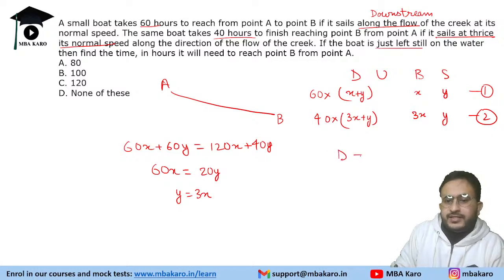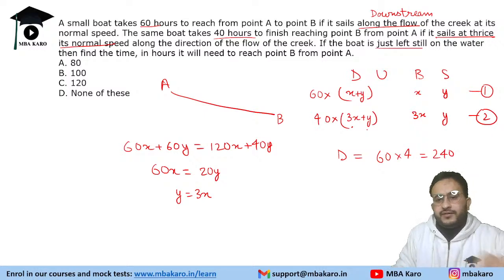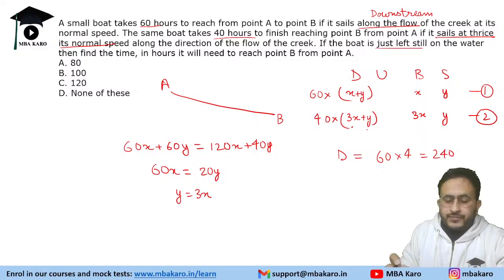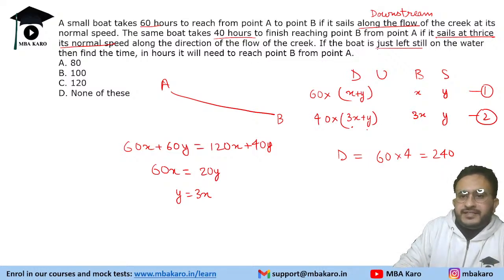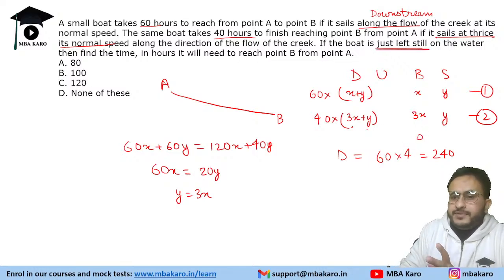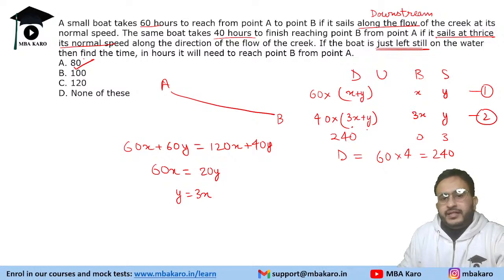So how much will the distance be? Distance is 60 into 4, and you can put x as 1 and y as 3, so you will get 240. So the distance to be covered is 240. Okay, so the distance covered is 240. Now if it is just left still, the boat's speed will be 0, y is 3 and distance is 240. So 240 by 3, it will take 80 hours to reach B from A.